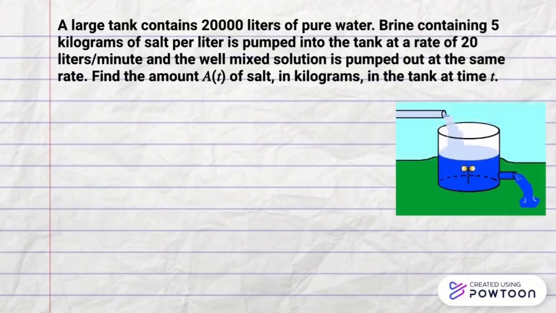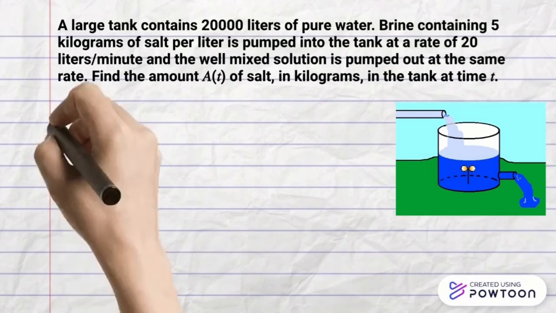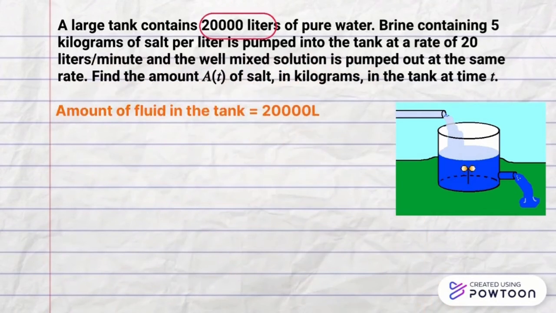So, as we can see here, this is how the question looks. At the top, 5 kg of salt per liter is pumped into the tank. After being well mixed, it is pumped out of the tank, as you can see at the bottom. Both of these are pumped at the same rate, which is 20 liters per minute.